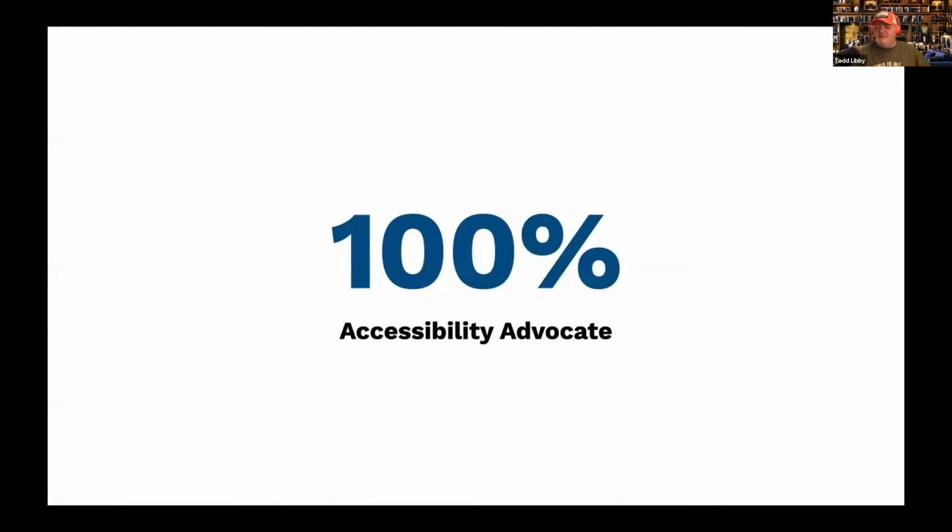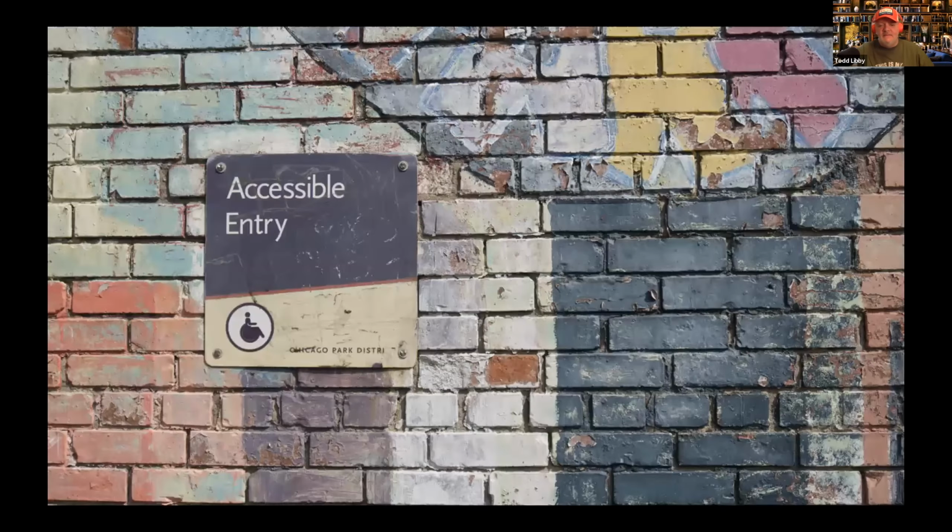I am 100% an accessibility advocate. With the advent of new technologies and the rapid advancement of platforms, frameworks, libraries, and shiny things, keep in mind there's a need for accessibility advocates. There is a great community of accessibility advocates, but we need more.